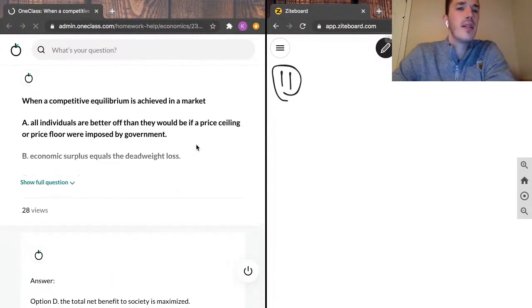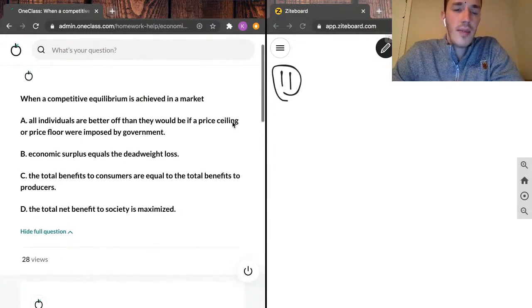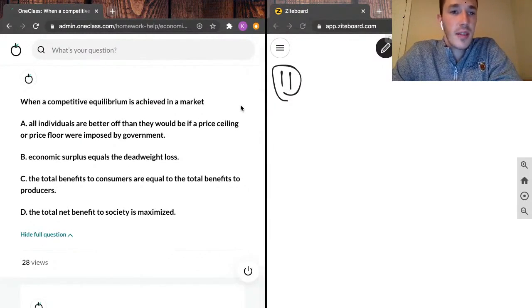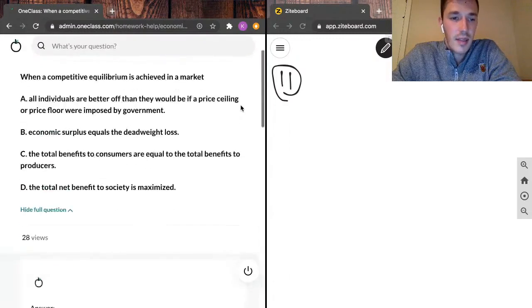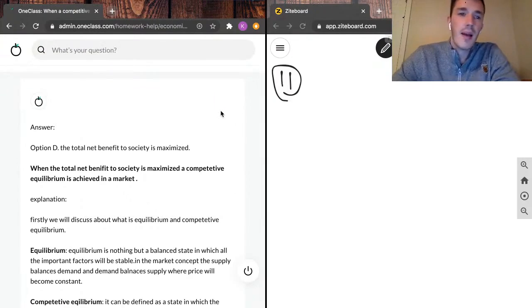And question 11 reads, when a competitive equilibrium is achieved in a market, A, all individuals are better off than they would be if a price ceiling or price floor were imposed by government. B, economic surplus equals the deadweight loss. C, the total benefits to consumers are equal to the total benefits to producers. And D, the total net benefit to society is maximized. And the answer here is D, that the total net benefit to society is maximized.